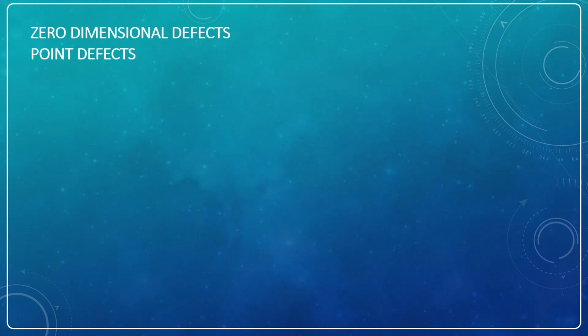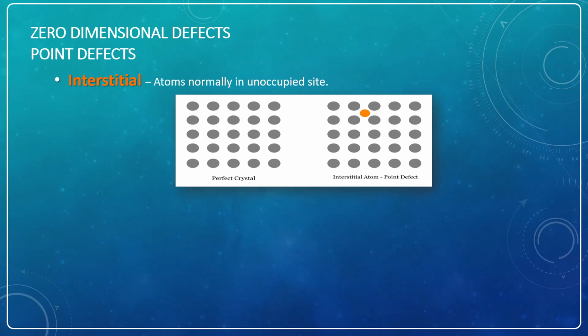Now let me discuss 0-dimensional defects, that is point defects. In point defects, the first one is the interstitial defect. Here, atoms normally occupy an unoccupied site. Just see the diagram. On the left hand side you can see the structure of a perfect crystal where the atoms are equally arranged in a systematic pattern. On the right hand side, an atom is placed in between the normal sites. So there is a disturbance in the arrangement of atoms. Probably it may be an impure atom. For example, consider that you are standing in a line for a prayer service in your school or college. When someone disturbs you and stands in between, you can consider them an interstitial atom.